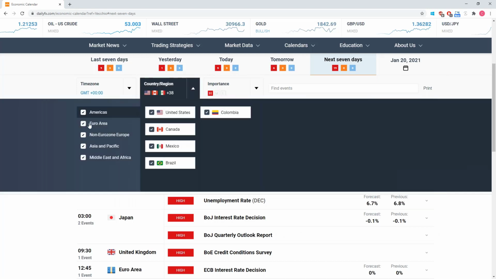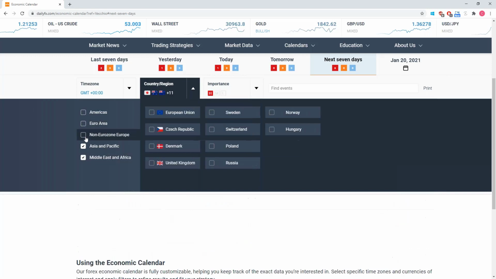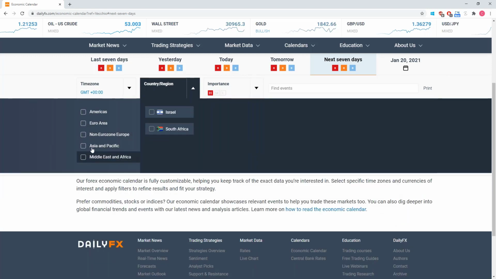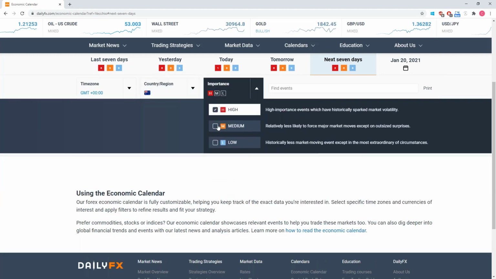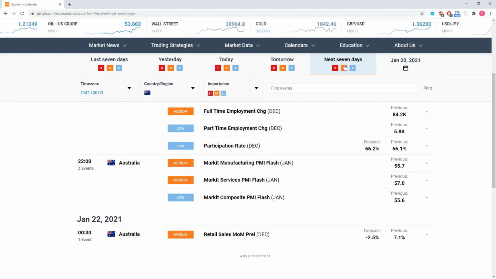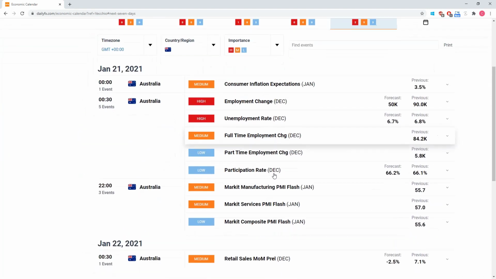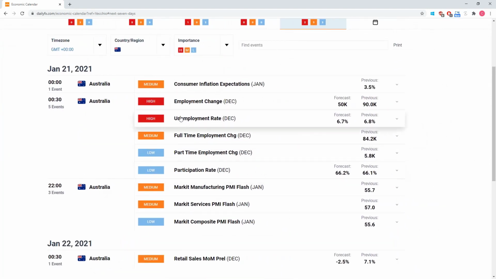And you can go through the calendar, as I was saying before. Let's say you're not interested in any data unless it's coming out of Australia. You can head on over to the Asia Pacific region. Just click on Australia. We can find everything coming out over the next 7-day window here. As we see, there's a mixed bag, right? Employment change high, participation rate low.